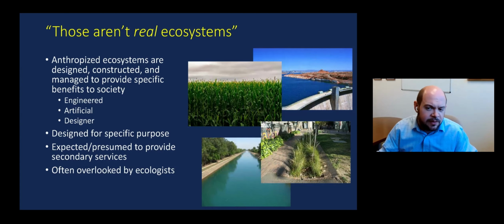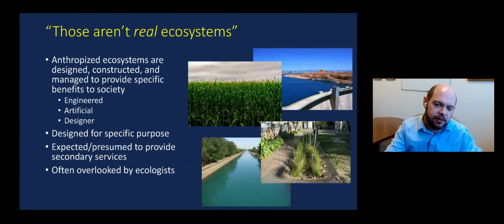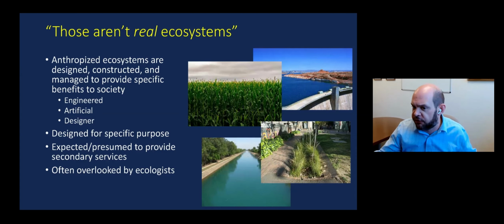Bioretention cells in urban landscapes are often designed to capture excess surface water runoff. And irrigation canals are designed to move water back and forth and drain things that we don't want to be wet and provide water to things that we want to be wetter. However, they're also expected or presumed to provide secondary services as well. For example, reservoirs are often expected to provide some recreational services like boating for society.